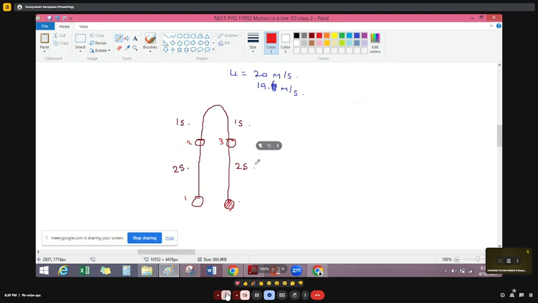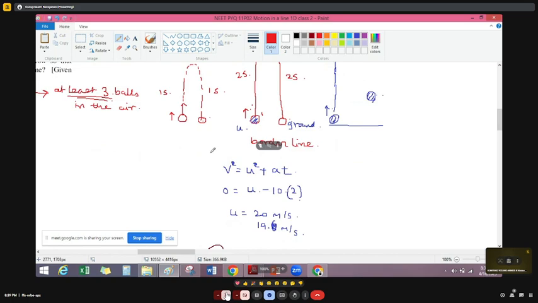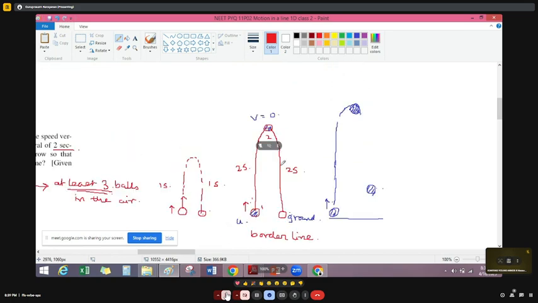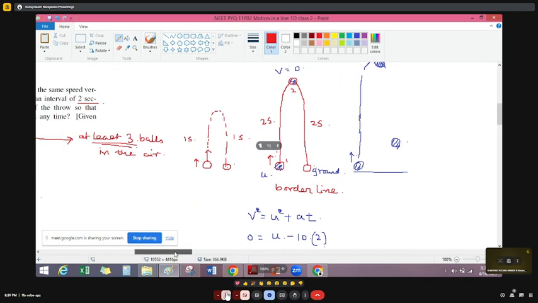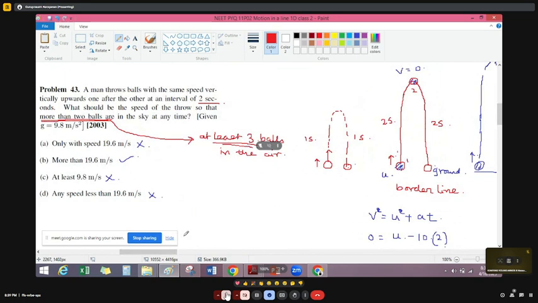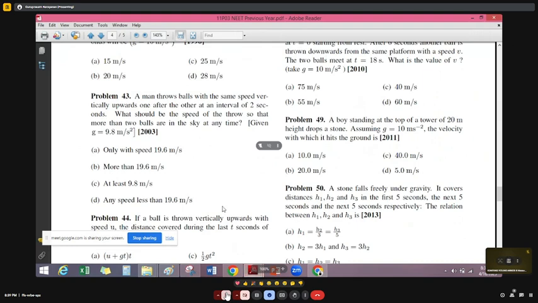Okay, anybody not following this? Do you understand a little? Try this. It's a little difficult, you have to think a little bit. It's not a direct formula solution. Any other problem?